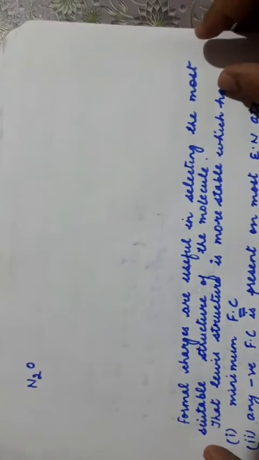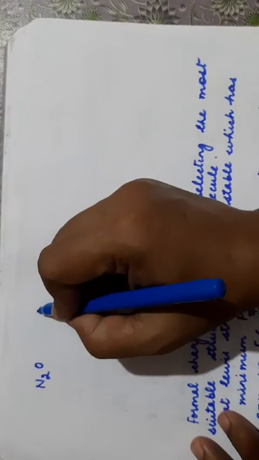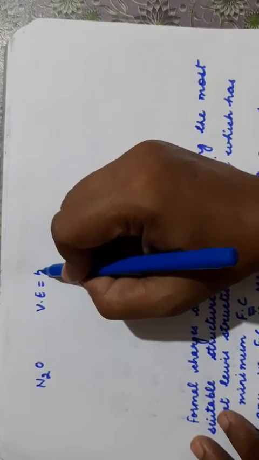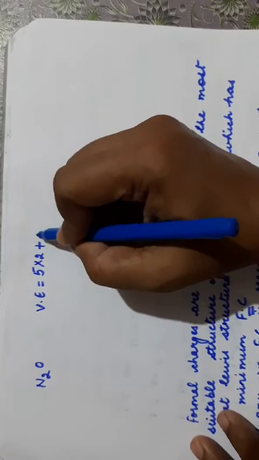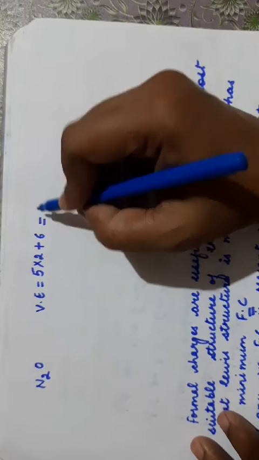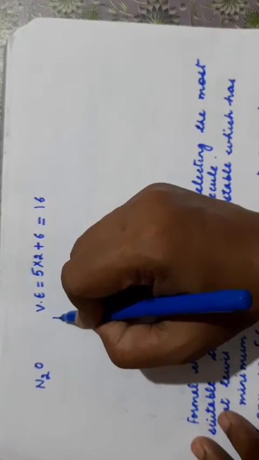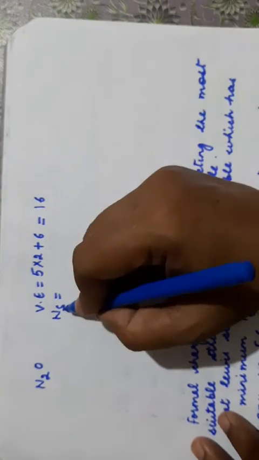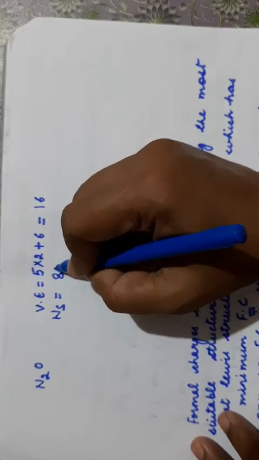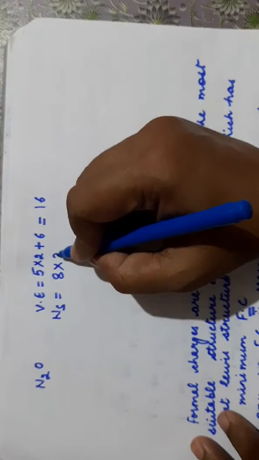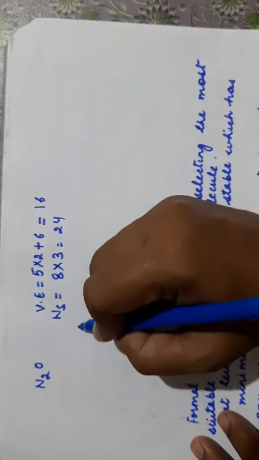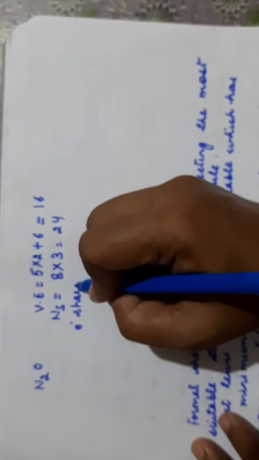N2O, two structures can be drawn actually. How many valence electrons are there total? Nitrogen has 5, 5 into 2, oxygen has 6. So total electrons are 16. Clear? Number of electrons required for stability is 8 into total 3 atoms, 24.